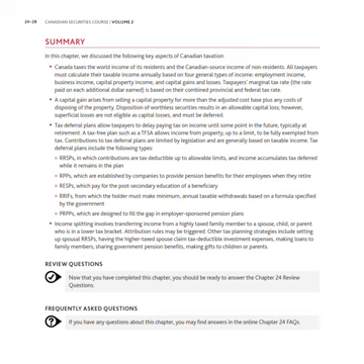Income splitting involves transferring income from a highly taxed family member to a spouse, child, or parent who is in a lower tax bracket. Attribution rules may be triggered. Other tax planning strategies include setting up spousal RRSPs, having the higher tax spouse claim deductible investment expenses, making loans to family members, sharing government pension benefits, and making gifts to children or parents.